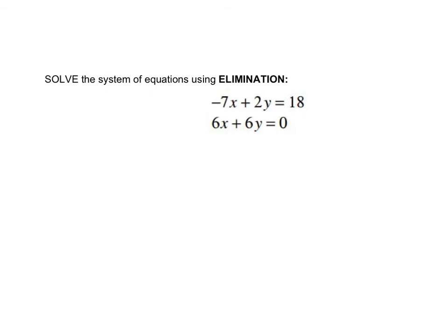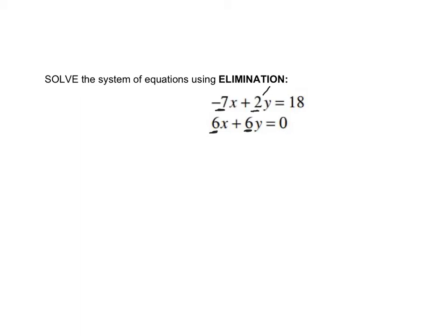All right, elimination. So we take the top, add it to the bottom, and we want something to disappear. So I could try to get rid of the x's, or I could try to get rid of the y's. Now the x's, I don't like the 7 and the 6. That means I'm going to have to multiply both the top equation by something and the bottom equation by something in order to eliminate x's. But if I look at the y's, 6 and 2, I can actually just manipulate the top equation.